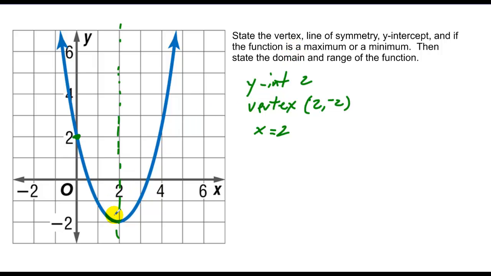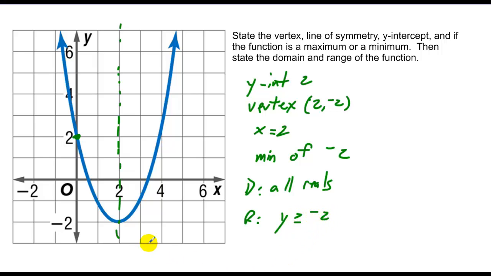Let's see, what else do we need? This is a lowest point, so we call it a minimum of, and we're going to use the y coordinate here, negative 2. Then we're going to state the domain and range of this. Well, notice the arrows go out forever, so the domain is all reals. And that's going to be the case for every single parabola because they'll open up forever. The range in this case, we're talking about the y values. Notice the y values don't go below this point, so y is greater than or equal to negative 2. And that answers everything there.